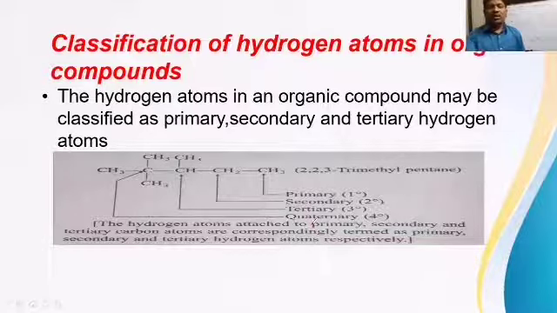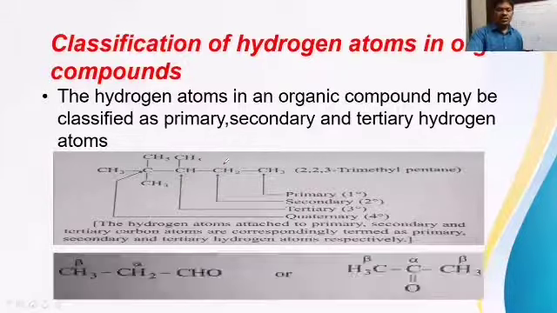Okay, so the hydrogens present on the respective carbons are called primary, secondary, tertiary hydrogen atoms. And the name of this structure is what? 2,2,3-trimethylpentane. In this case, we cannot say alpha carbon, beta carbon, gamma carbon. The reason is that there is no functional group in this structure. If the functional group is present, then only we can say alpha carbon, beta carbon, gamma carbon and delta carbon. That point we have to understand.